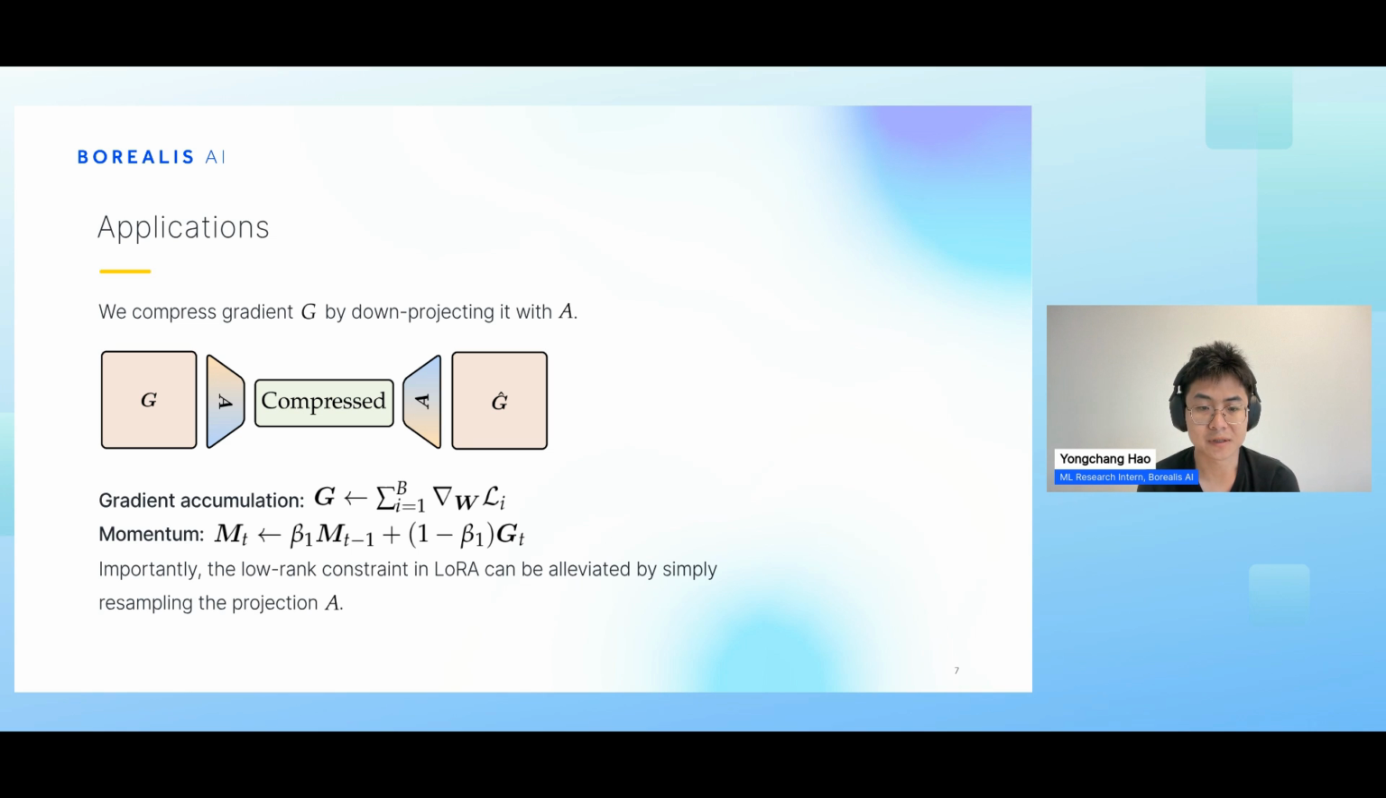This figure shows the procedure of our method Flora. So we first down-project the gradient with matrix A and only store it in the compressed space. And when we want to use the gradient, we decompress it with the matrix A again. This can be applied to gradient accumulation and also momentum. And most importantly, the low-rank constraint in LoRA can be alleviated by simply resampling the projection matrix A.